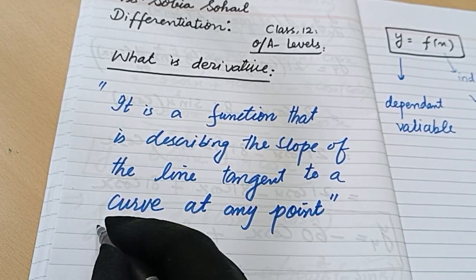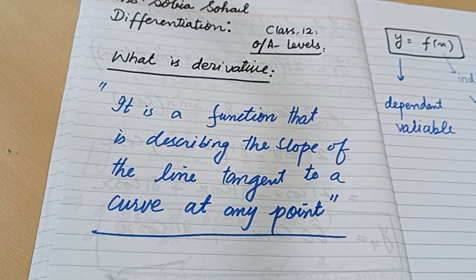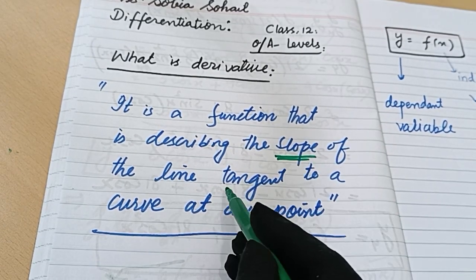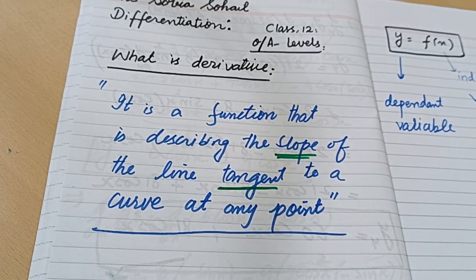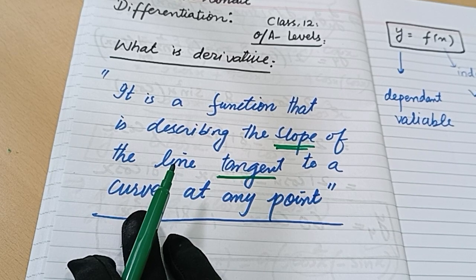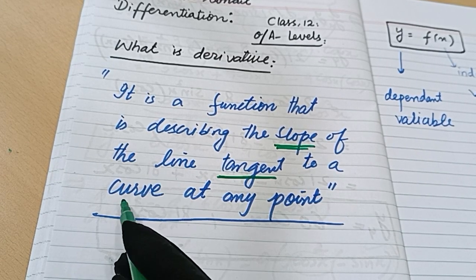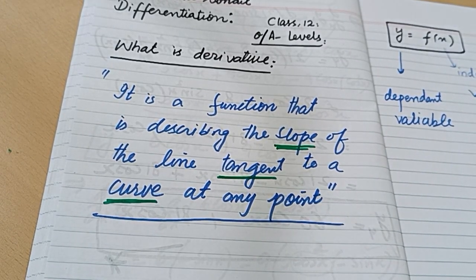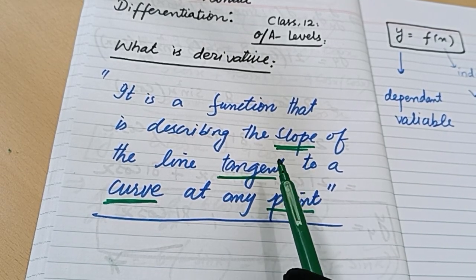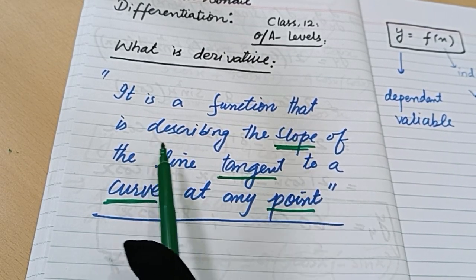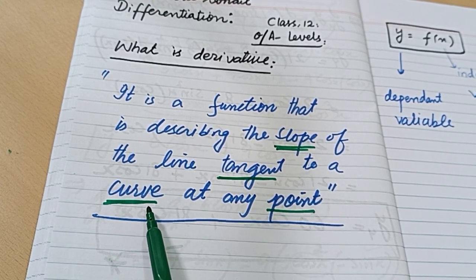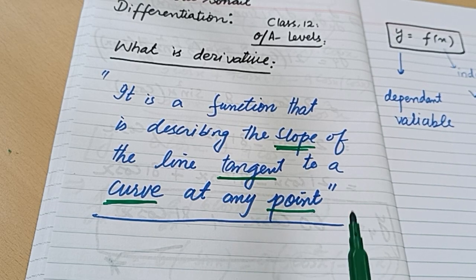Now, to understand this statement, you must know what is called a slope and what is called a tangent. Okay, in a curve, we are not discussing a straight line. We are discussing this about the curve at any point. I'm again repeating, what is a derivative? It is a function that is describing the slope of the line tangent to a curve at any point.